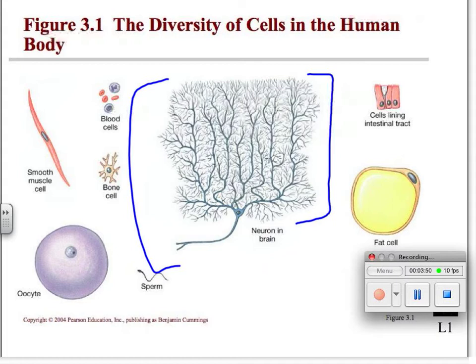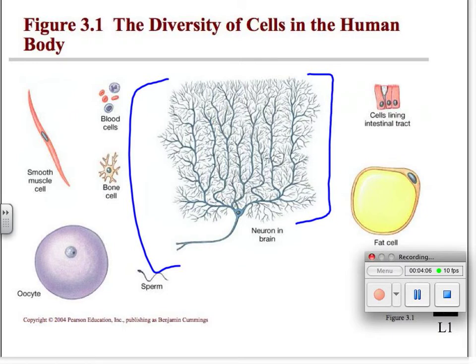So cells lining the intestinal tract, those are a specific type of cell that aren't found anywhere else? That's right, a specific type of cell that performs a specific function that isn't found anywhere else. You see that the form of the cell actually gives you a clue to its function.